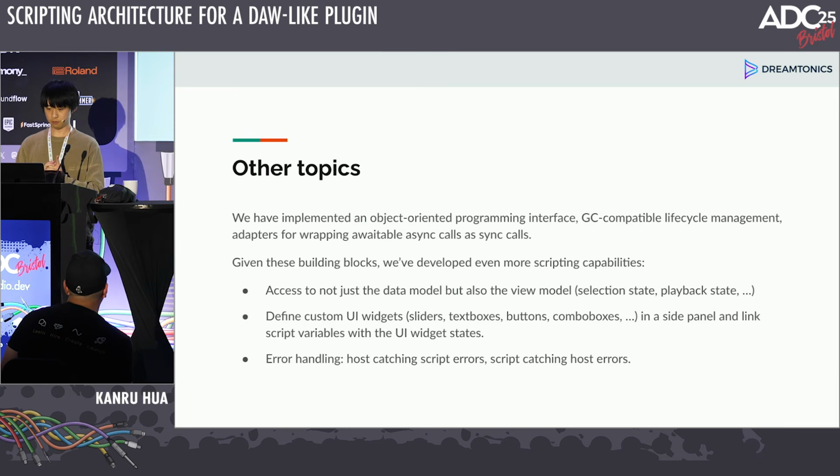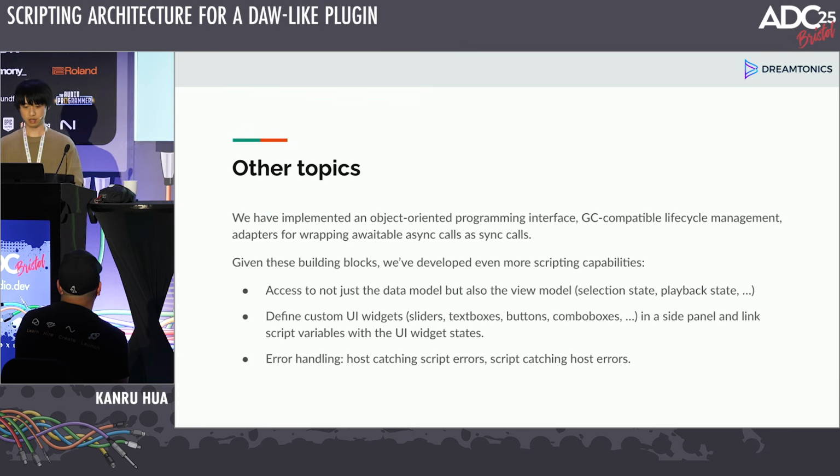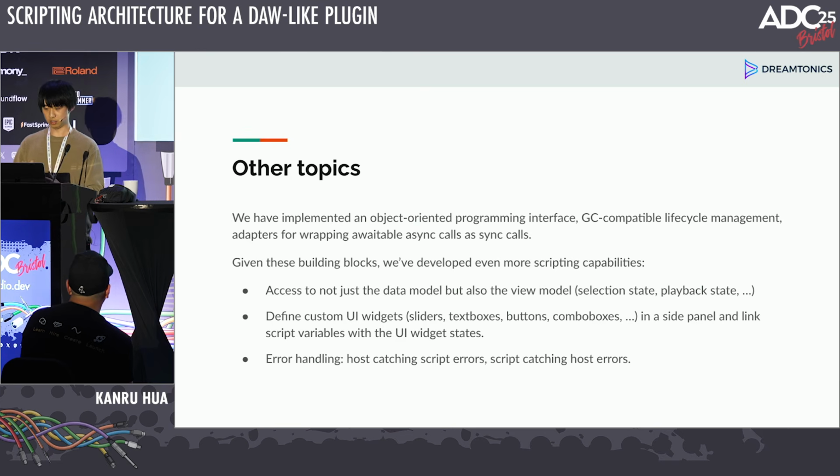So we have covered so far an object-oriented program interface, garbage collection compatible lifecycle management, and an adapter for wrapping the available async calls and synchronous calls. I guess due to time constraints, these are just some of the core building blocks for a script engine. But given these pretty robust building blocks, we have developed even more scripting capabilities. Like, the user can now pretty much define all kinds of UI widgets in a subpanel and link the script variables with UI widget states. And yeah, you can pretty much do a lot of things.